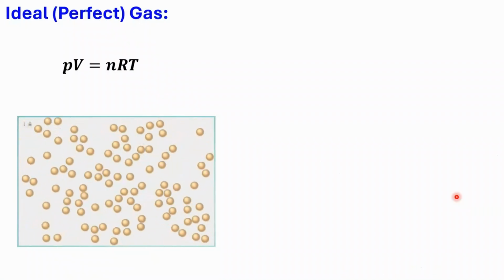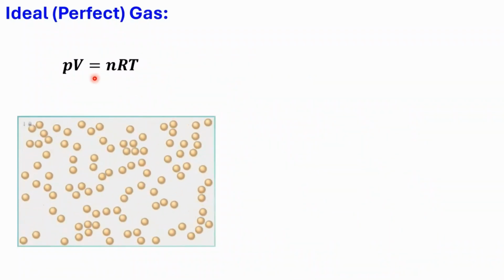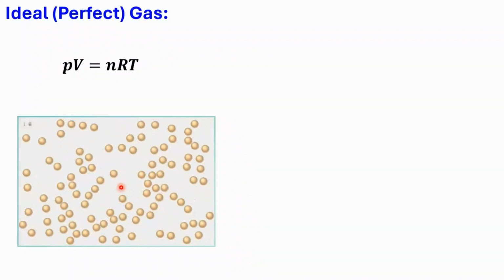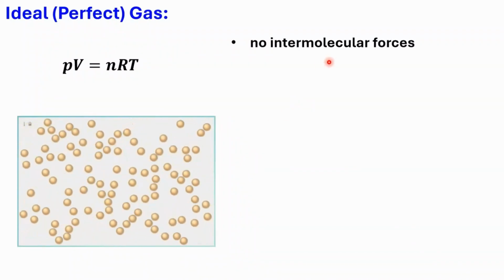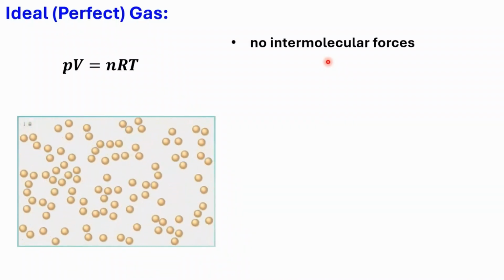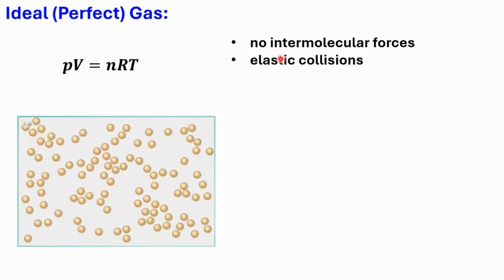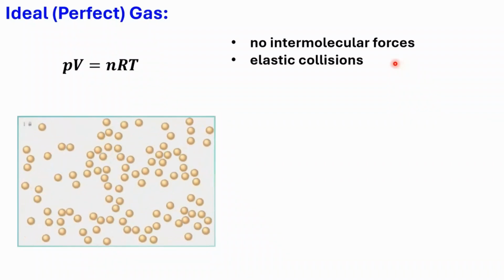Now, this is our beloved ideal gas that we probably know from high school, modeled by the equation PV equals nRT. And we've got a bunch of molecules bouncing around in here. The important thing about these molecules is that there are no intermolecular forces, no attractive or repulsive forces between the molecules. Also, they collide elastically, so there's no loss in kinetic energy with every collision.